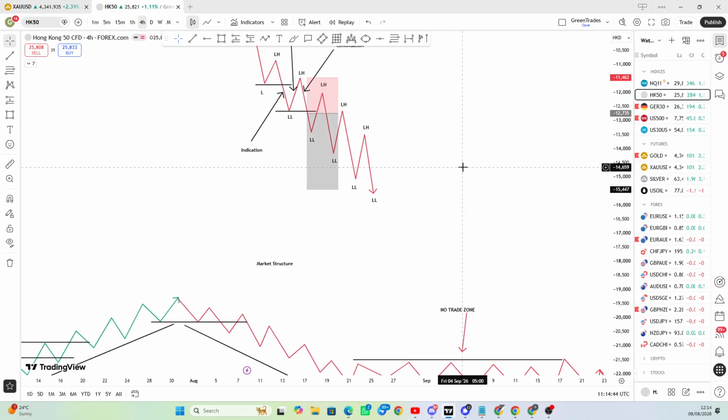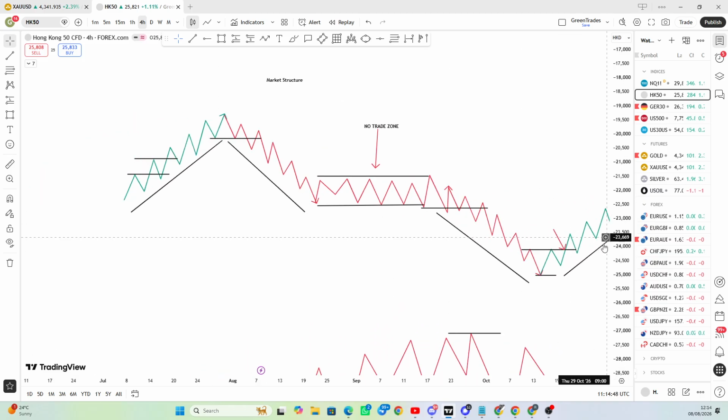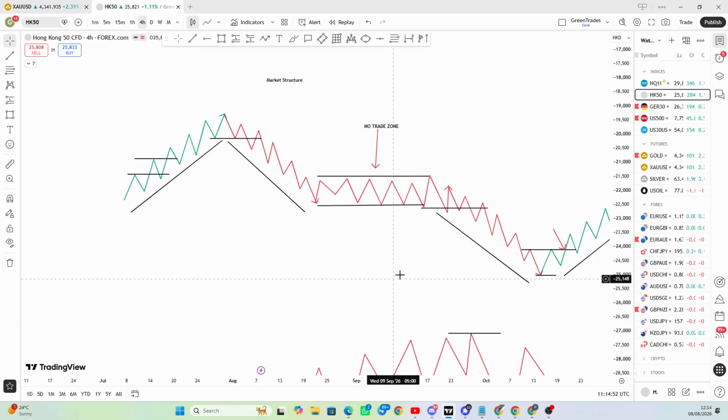So today what we're going to do is quickly go over market structure again, and then maybe we'll do a little bit of markups, and then that will be it for today.